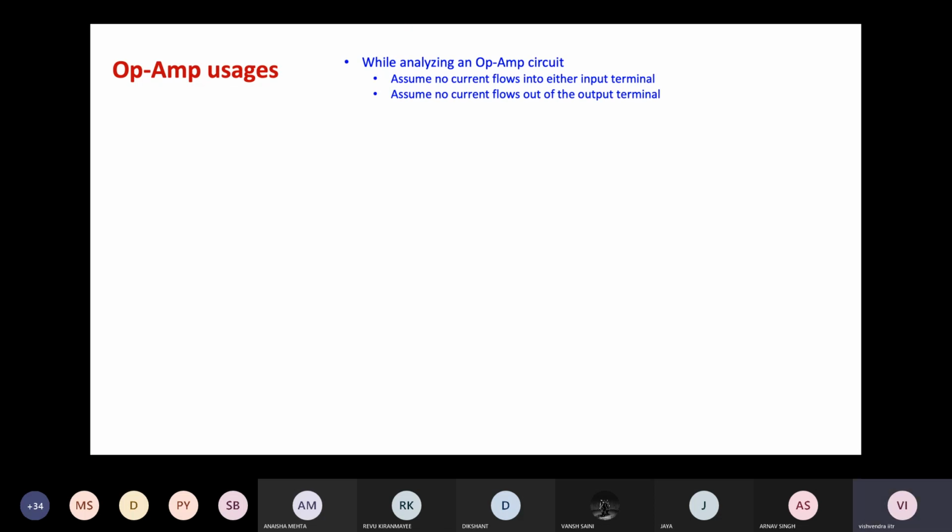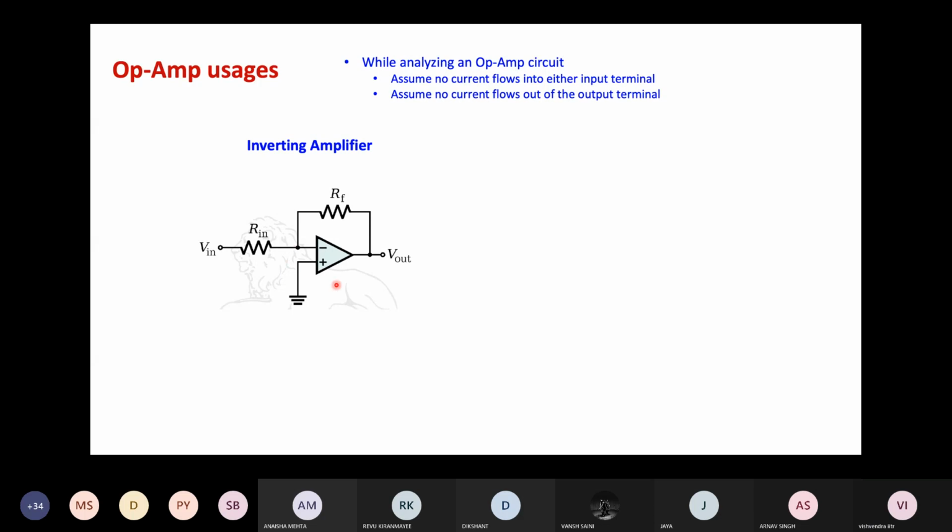So the first use of the op-amp is the inverting amplifier. Inverting means we want an amplifier, but we want our signal to be inverted. We want the output signal exactly opposite of the input signal. So this is how we make the inverting amplifier.